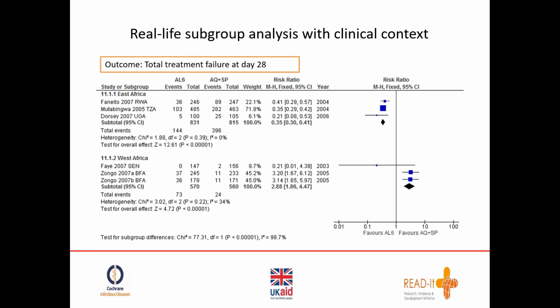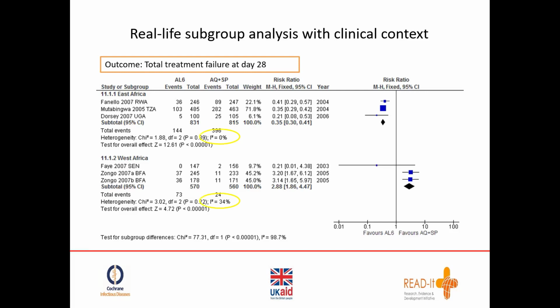So looking at the p-value, we have a highly statistically significant subgroup effect, suggesting that geographic region significantly modifies the effect of AL6 in comparison to AQ plus SP. We can see that the subgroup effect is qualitative, as AL6 is favoured for East African populations and AQ plus SP is favoured for West African populations.